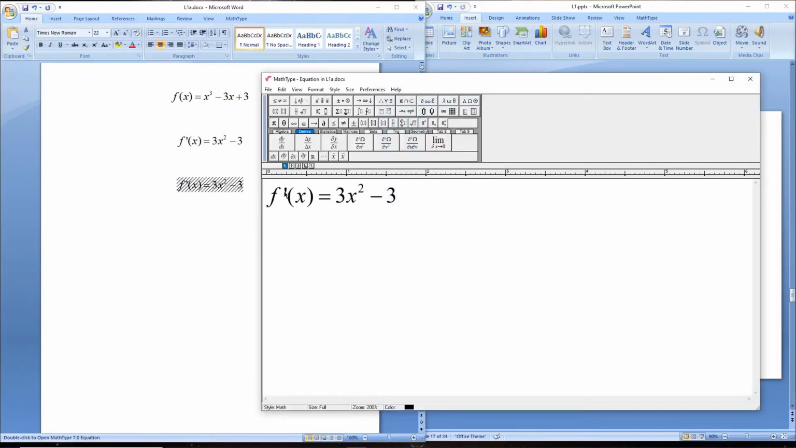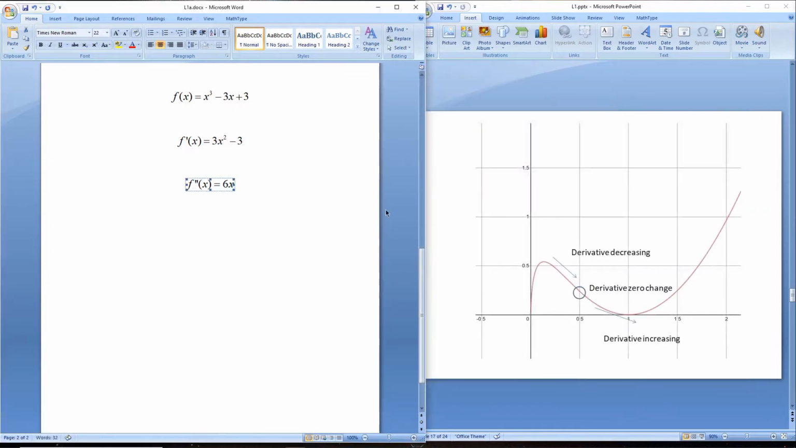So I'll just stick another apostrophe in there and take the derivative again. So 3x squared is 6x, and the derivative of minus 3 is 0. And so there is our second derivative.